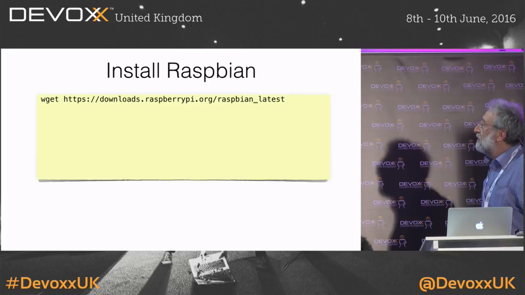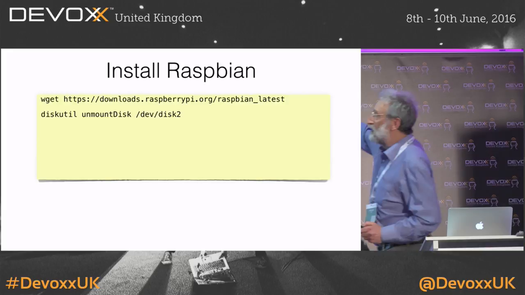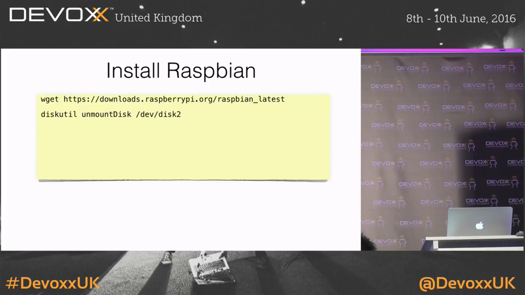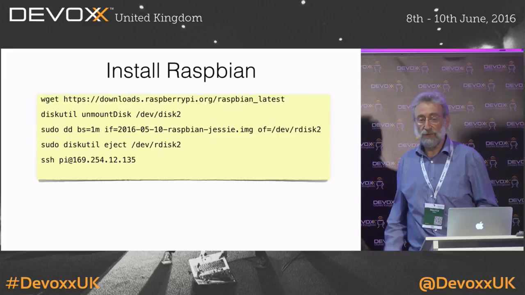So you download Raspbian, and then you do stuff that you don't need to do this on. I guess probably how many people have done this already? It's almost everybody, right? So I can go through it really quickly. You unmount the flash card. You put the flash card into your machine. Unmount it. I'm on a Mac, so this is what I'm going to do. You dd bit copy the image that you've downloaded onto the disk. You eject it. You stick it into the Pi, and then you SSH to the Pi, and you configure the Pi.